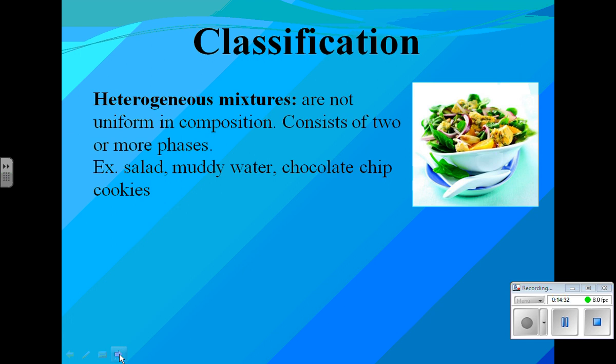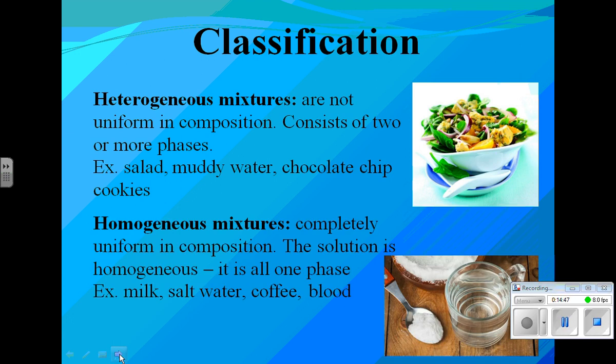Chocolate chip cookies, every single bite doesn't have exactly the same number of chocolate chips in it, things like that. Okay, so that would be a heterogeneous mixture. Make sure that you get that definition written in your notes, and you might even want to write down a couple of those examples. Now, a homogeneous mixture is one that is completely uniform in composition.